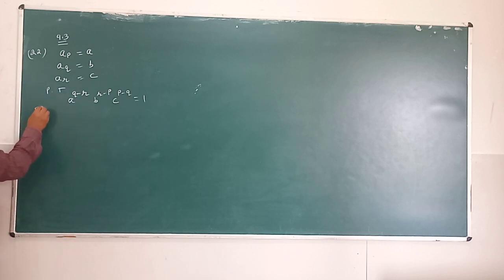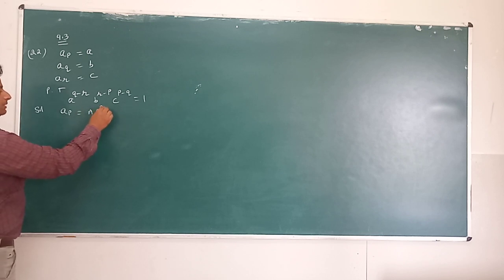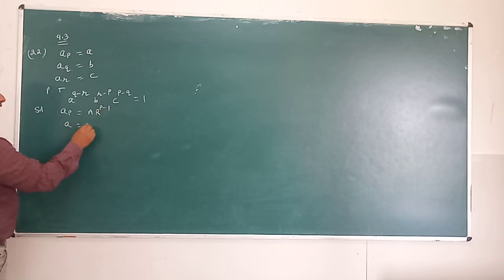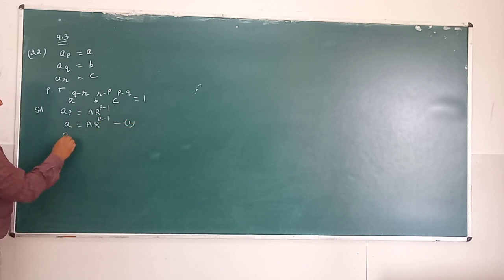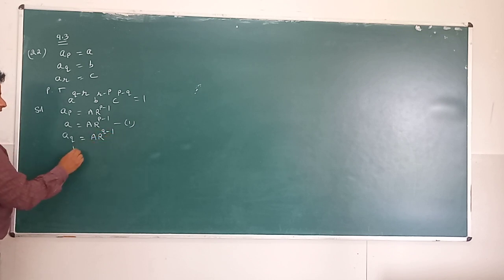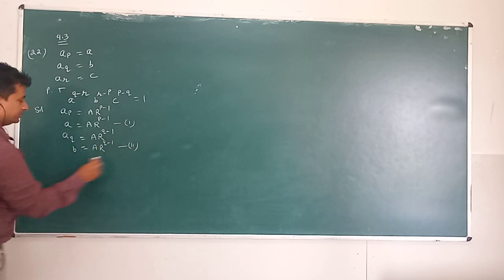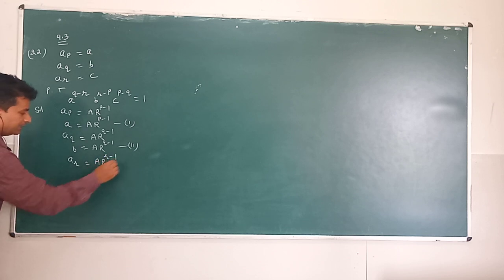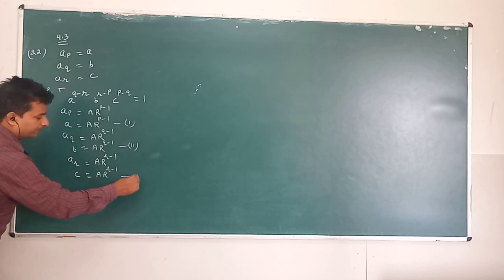So first we write the pth term: A_p = AR^(p−1). Here we use capital A. This is equation number 1. The qth term is AR^(q−1) = b. This is equation number 2. The rth term is AR^(r−1) = c. This is equation number 3.